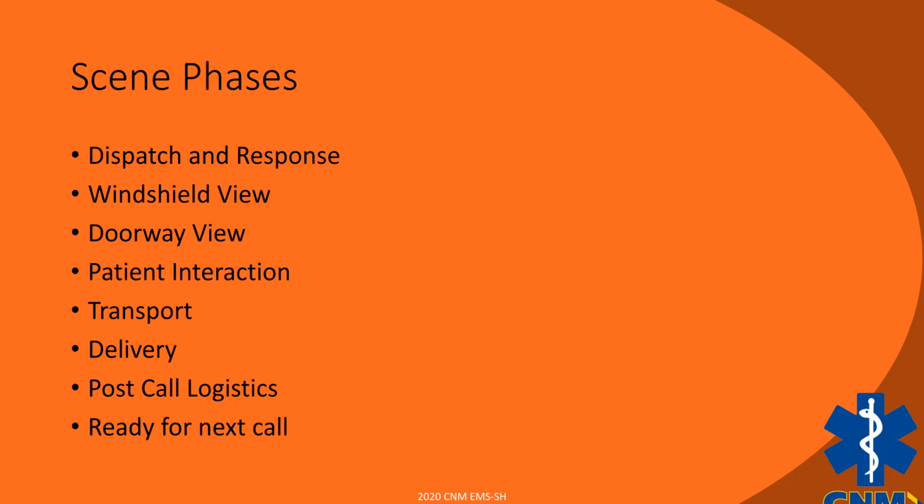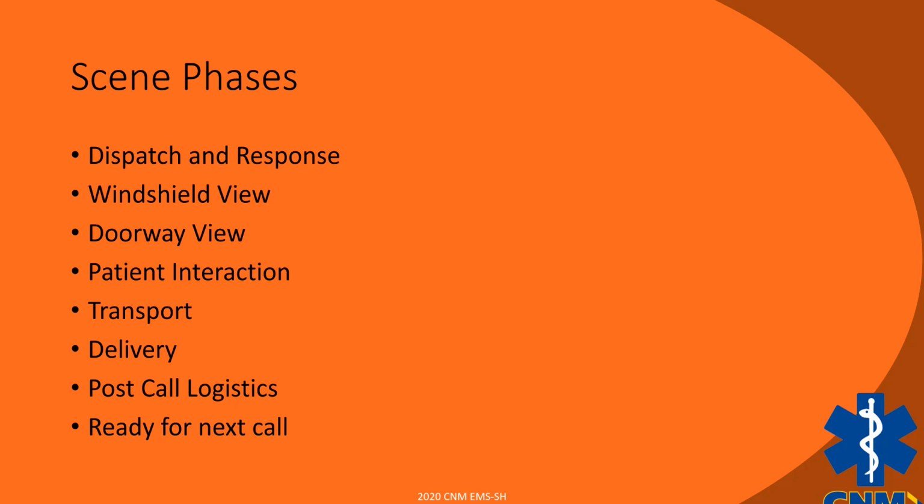The windshield view is essentially as soon as you can start seeing the neighborhood or the area that the scene is in. We're going to open up our observation skills and start very immediately assessing what's around. We want to know a lot about the situation before we walk into it so that we can determine resources and determine our own safety. Once we get through the windshield phase, we're probably getting out of the vehicle and walking up to the patient.